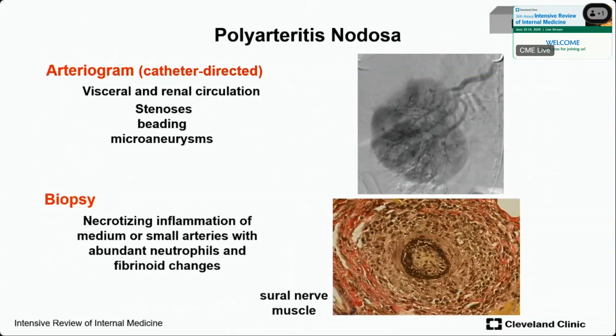Biopsy may also be considered if there is a significant site that may be affected. And here we see a biopsy of a sural nerve where we see necrotizing inflammation of the medium or small arteries with abundant neutrophils and fibrinoid changes.